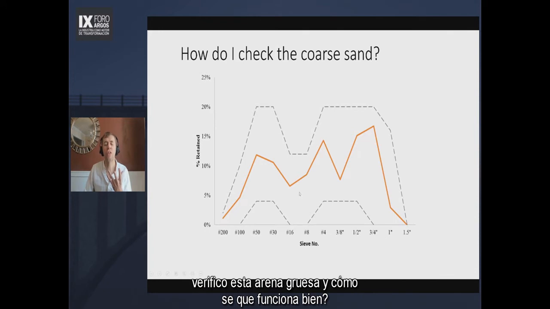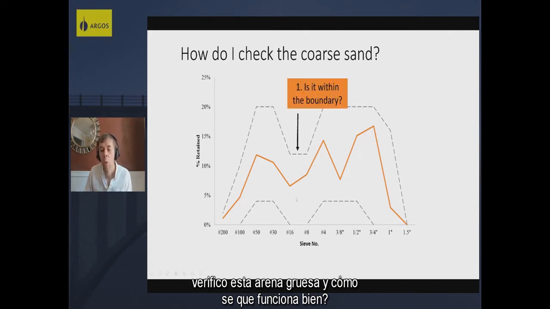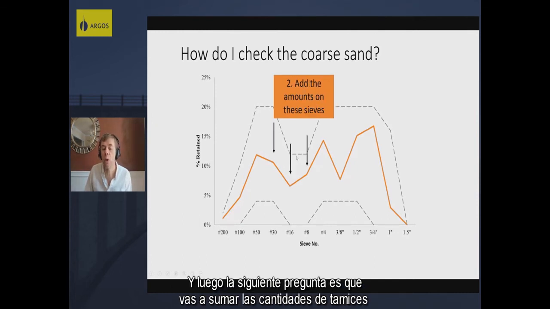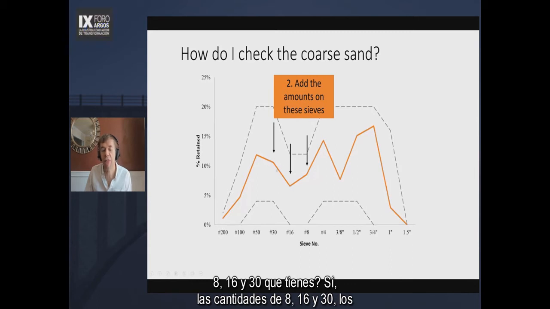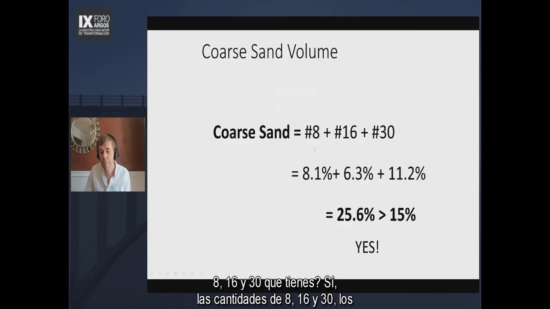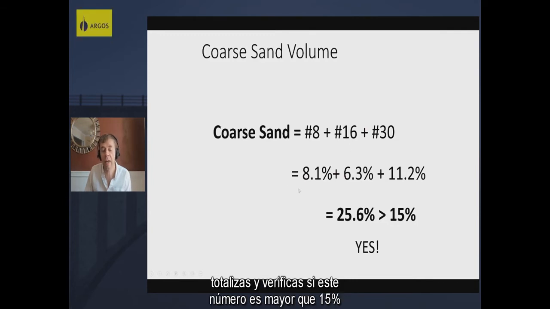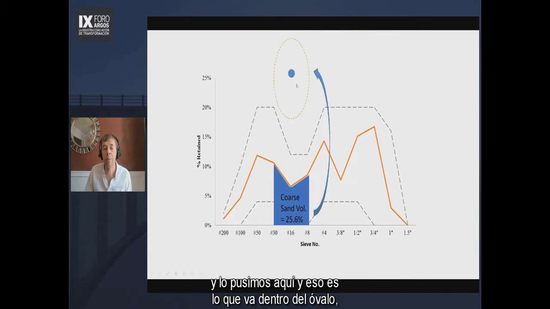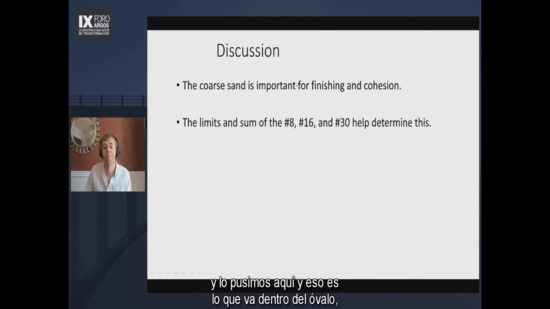So how do I check this coarse sand? How does this work? Well, first question is, are you within the boundary? And then the next question is, you're going to add the amount of 8, 16, and 30 sieves that you have. You total them together and you say, is this number greater than 15%? If it is, that's good. There we did. We total the volume here, and we got 25.6, and we put it up here, and that's what goes in the oval.